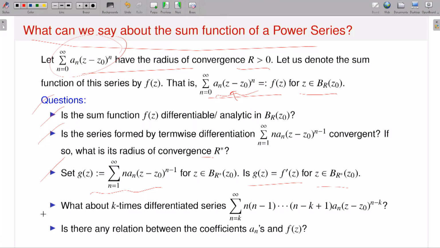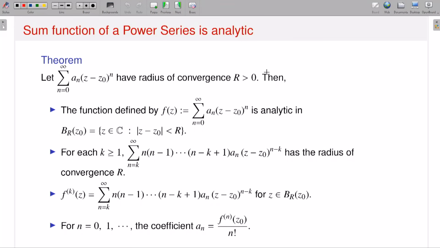This is for the first differentiation. What will happen for k times differentiation, and what can I say about the relations between the coefficients of the power series and the sum function f? Okay, so these are the questions, and this is the complete answer.